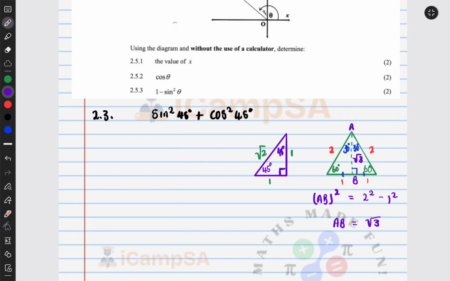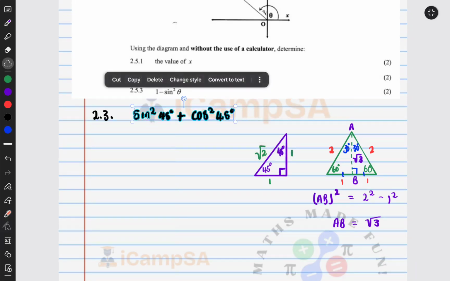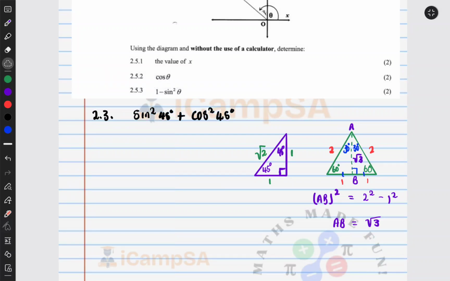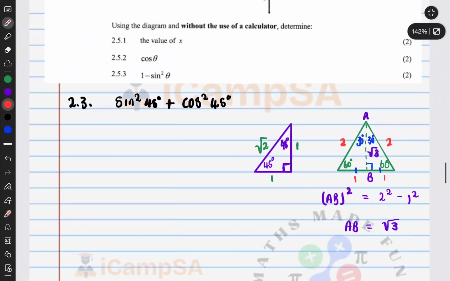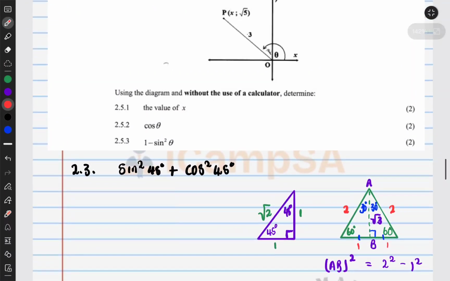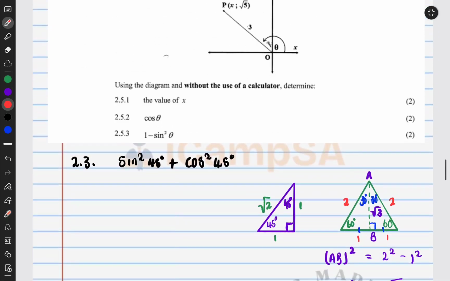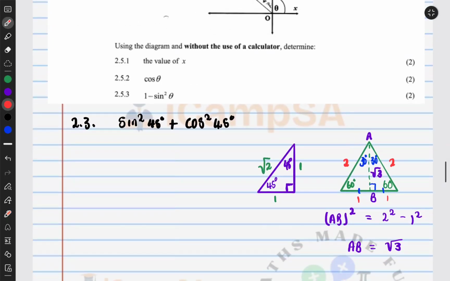Once we are here, we can now use our special angles. Remember, you have to know these by heart and memorize these special angles so that you don't have to draw the triangles in the exams, because time is against you at that point. But if you do forget, I advise that you draw the triangles.